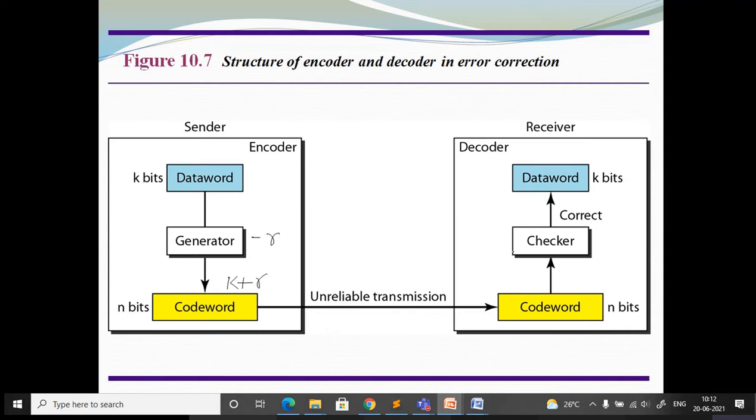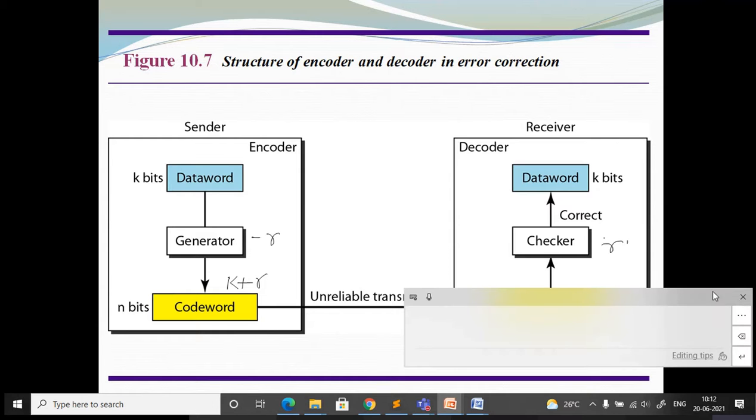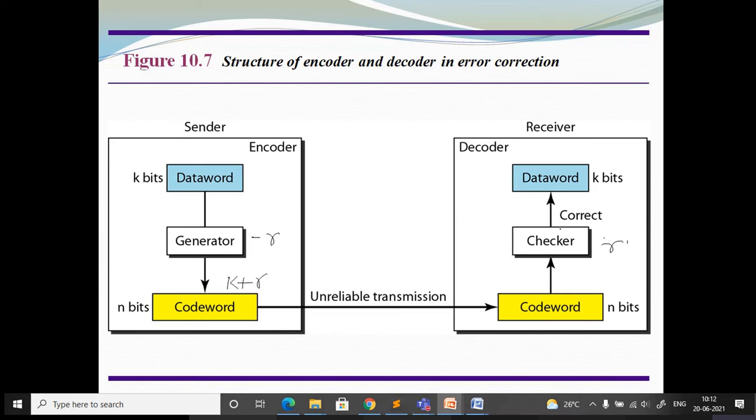The checker has a particular logic where it checks whether the received data has any error or not. How will it check? The checker checks whether the received data has an error by using those extra bits. Using the extra bits, it will check it.